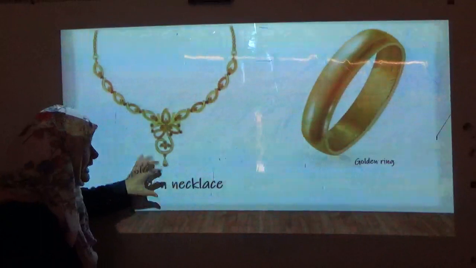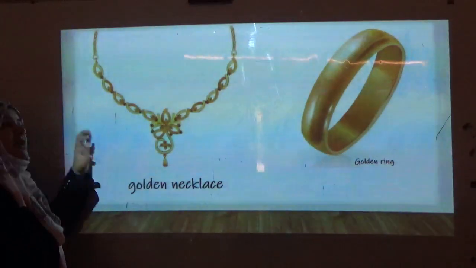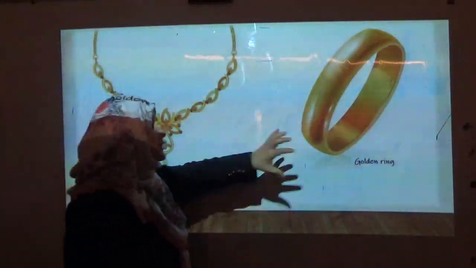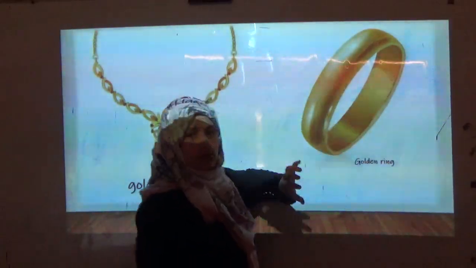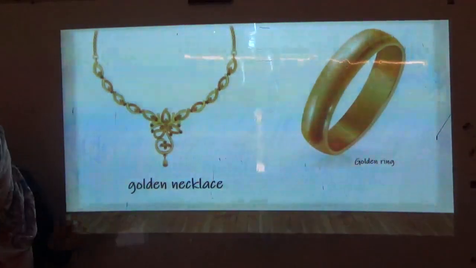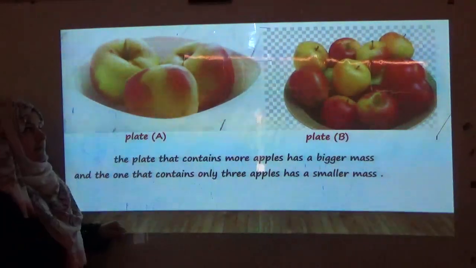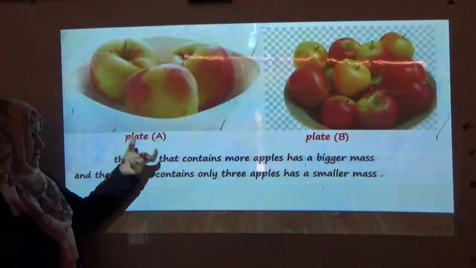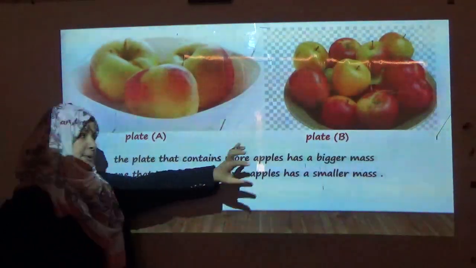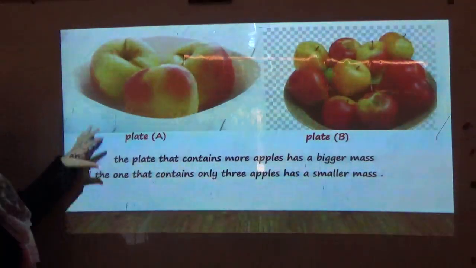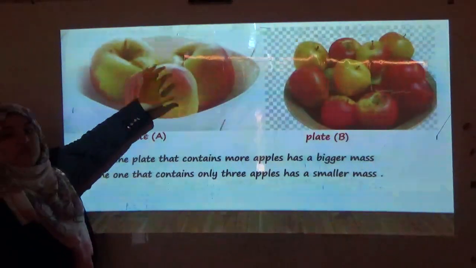The golden necklace has a greater mass because it has a greater amount of gold, while the golden ring has a smaller mass because it has a smaller amount of gold. Another example here, we have 2 plates. I give them letters A and B. I have plate A and plate B. In plate A, I have 3 apple fruits.